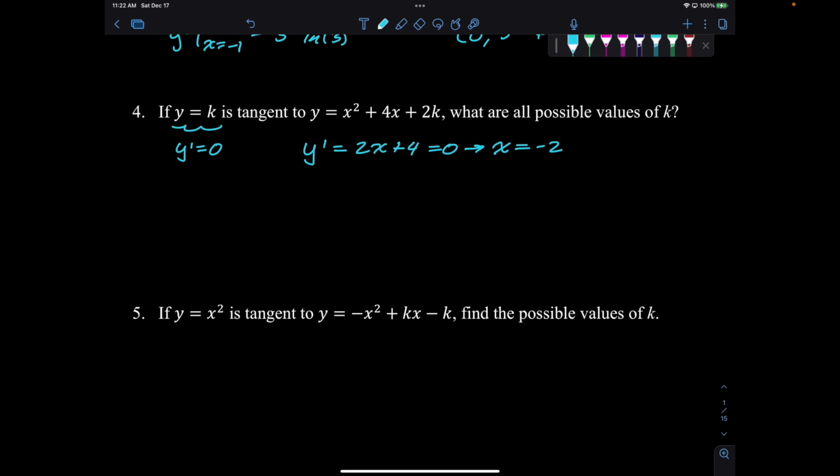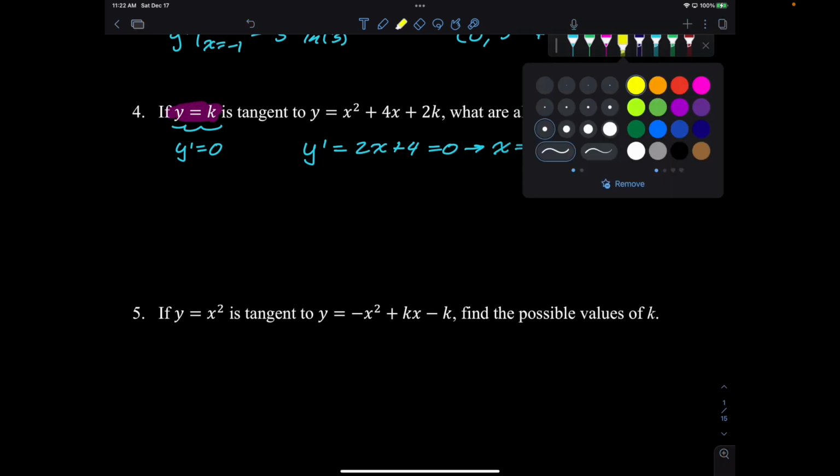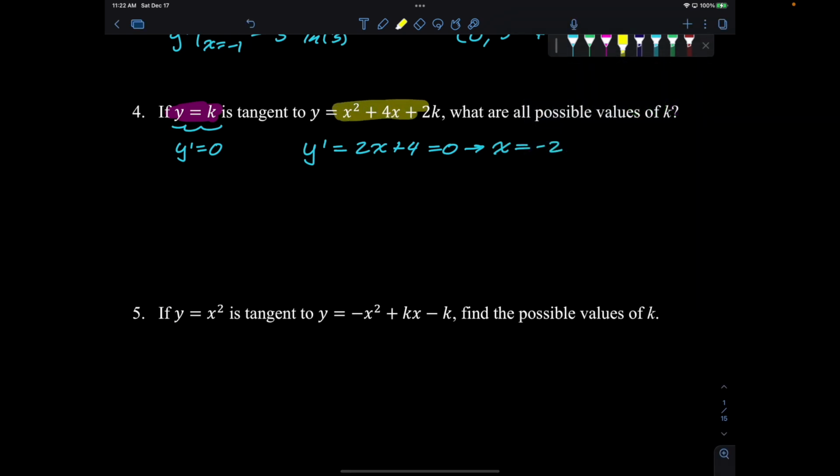And then if x is negative 2, what do I do with this? Oh, okay, I got it. So we also know that y is equal to k. That's gross. Do I have a better highlighter for this particular color? Not really. Whatever. I'm going to undo that.